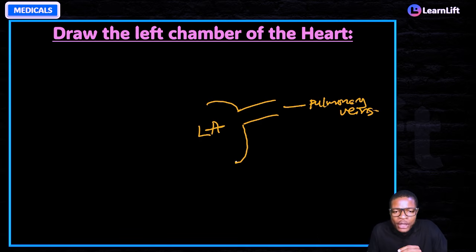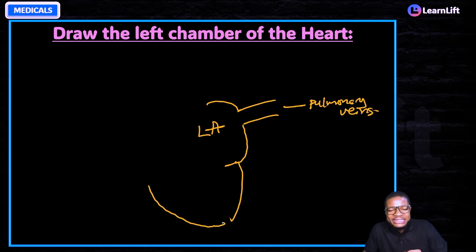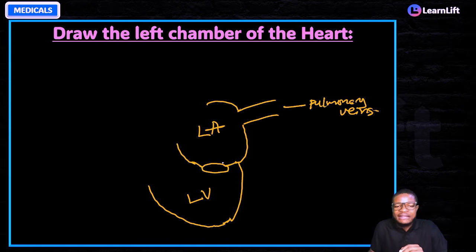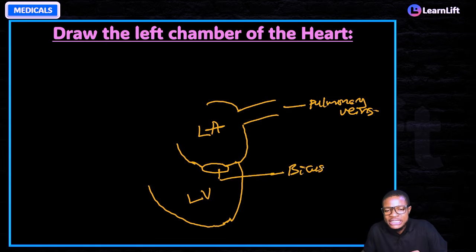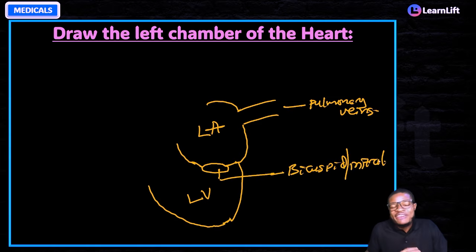From the left atrium, where is the blood going to? The blood will move down and come into the left ventricle. So here is the left ventricle. But don't forget that between the left atrium and the left ventricle there is also a valve. What do we call this valve? It is called the bicuspid valve, or the mitral valve, or the left atrioventricular valve. That's what we call it.